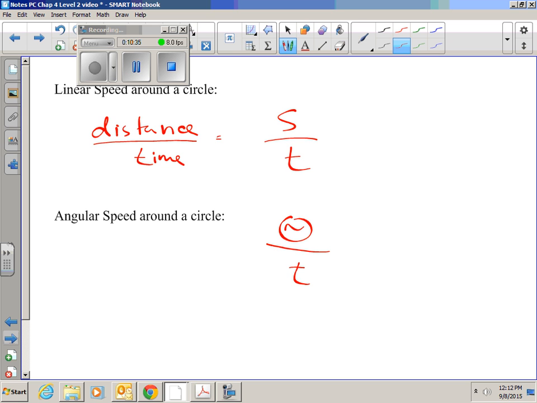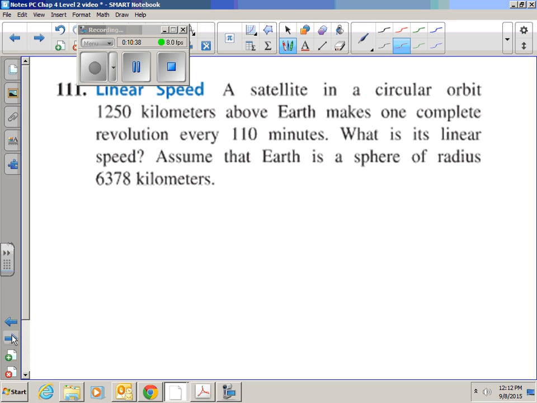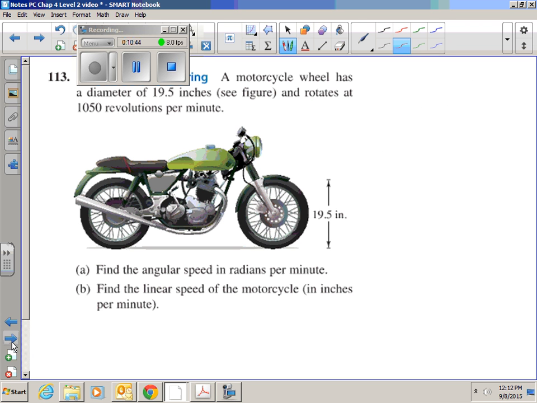There are two problems that we will do in class tomorrow, 111 and 113. We'll do those in class. Those are some linear and angular speed problems, and we'll see you tomorrow.